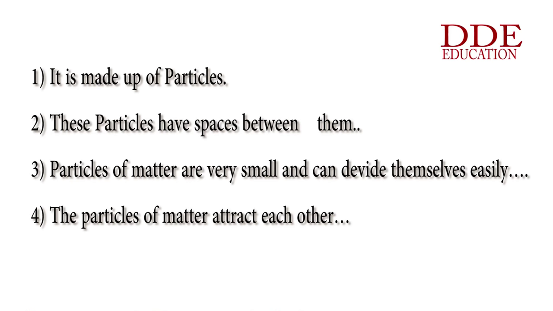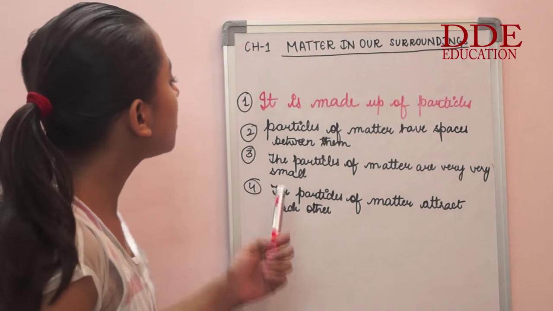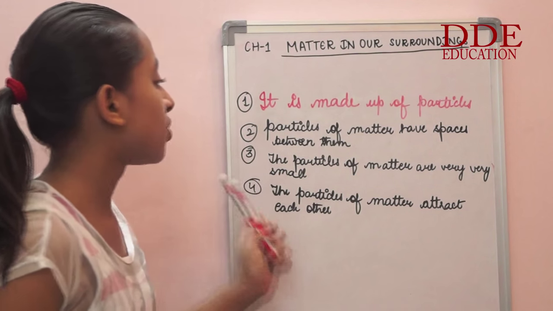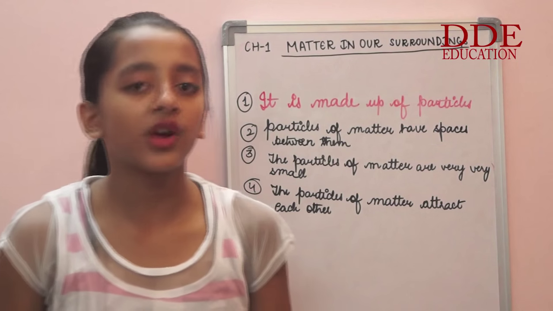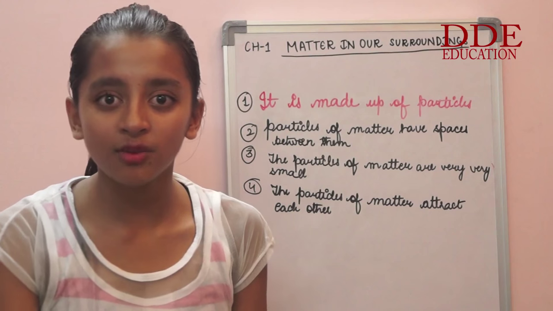So we have already covered three properties of matter. Matter is made up of particles, which we got to know from that activity of water and salt. And particles of matter have spaces between them. They intermixed and the volume of the water didn't increase because particles of matter have spaces between them. Then the third point we discussed was that particles of matter are very, very small. We did that haldi experiment, you remember?